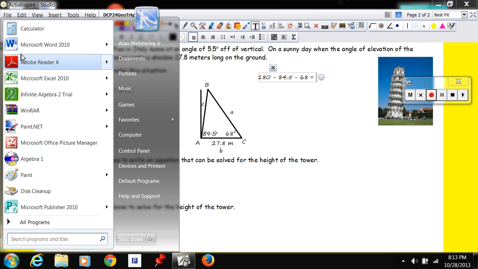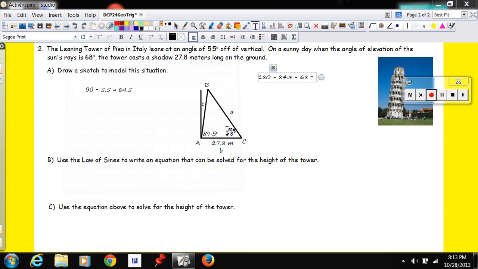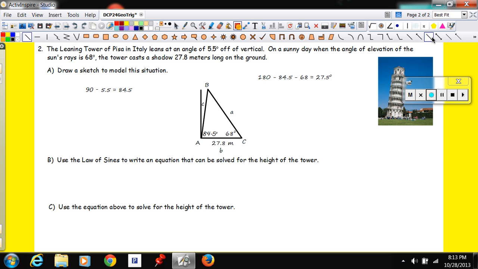So let's grab a calculator and do 180 minus 84.5 minus 68, and it's a 27.5 degree angle. Okay, so that's going to be our angle B. That goes right in here.